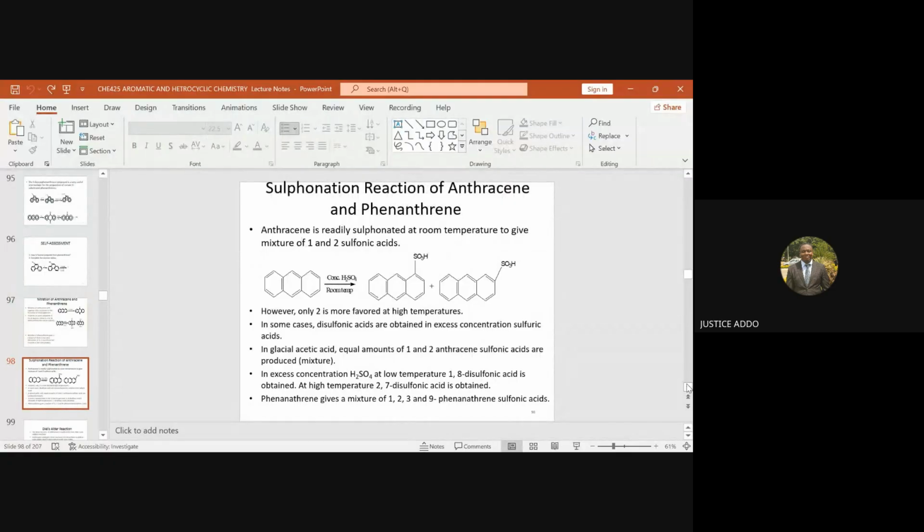Sulfonation. So again, all that we are doing here is taking the already known reactions of benzene and seeing how other aromatic compounds also behave. So with sulfonation, carbon 1 of anthracene gets sulfonated, or carbon 2. And the reasons are captured over here, because carbon 1 at room temperature gets sulfonated, but at an elevated temperature, it is carbon 2 that gets sulfonated. Okay.